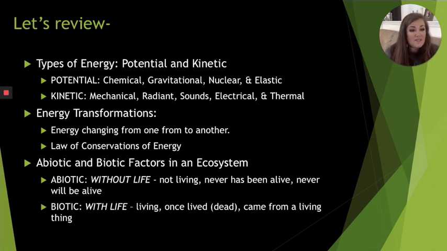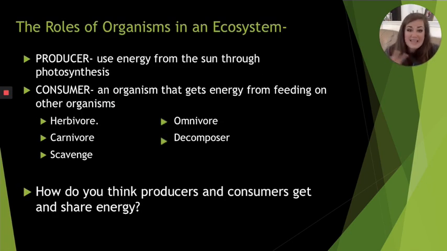We're going to use all of this information that you've learned so far to take it a step further and look at energy transformations within an ecosystem. Before we can get into energy transforming in an ecosystem, we need to look at the roles of organisms in an ecosystem. There are a couple different roles, and we can sort them into 2 main categories: producers and consumers. A producer is something, usually a plant, that uses energy from the sun through photosynthesis, whereas a consumer is an organism that gets its energy from feeding on other organisms.